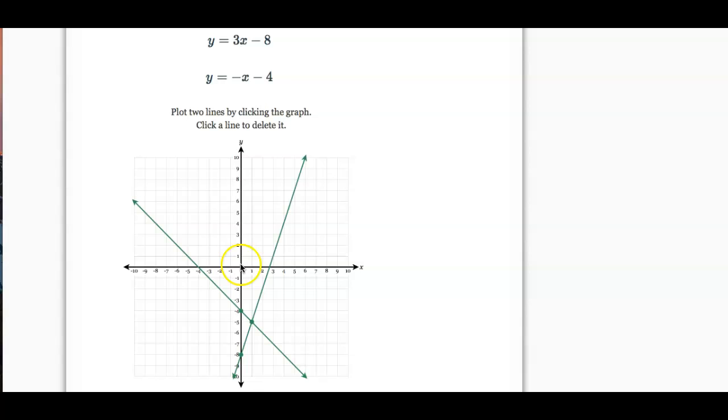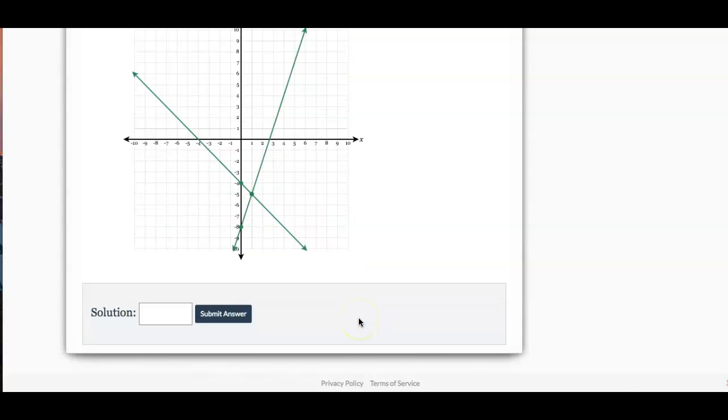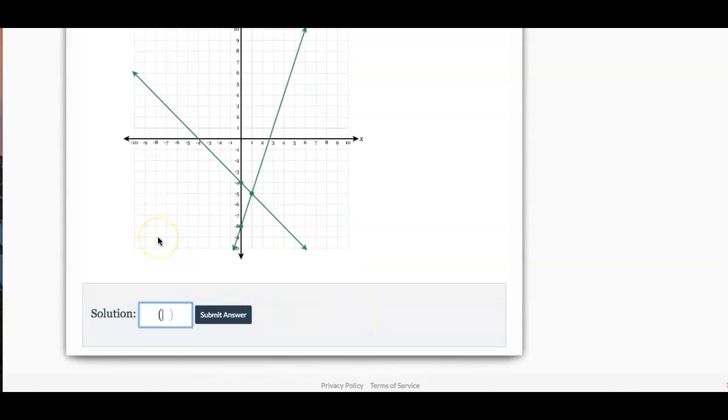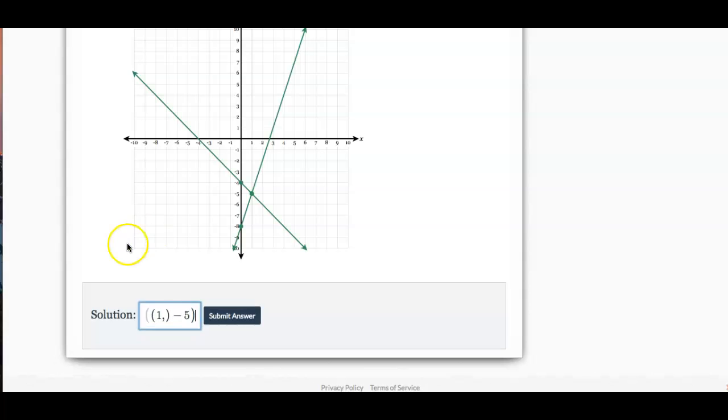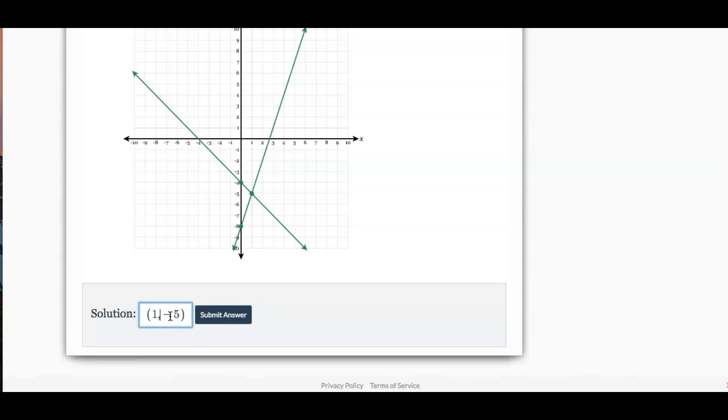So if you start at the origin and go left and right first, that's how you do your ordered pair. So 1, -5. So my answer is parentheses 1, -5. Oh, why does it keep doing that? I don't want a parentheses there. There, 1, -5.